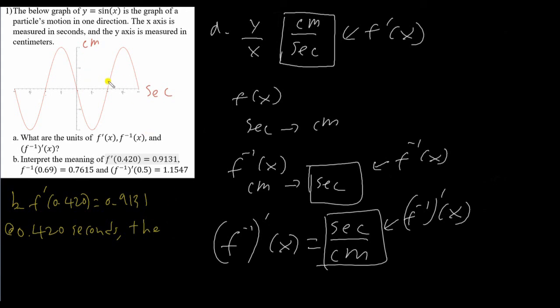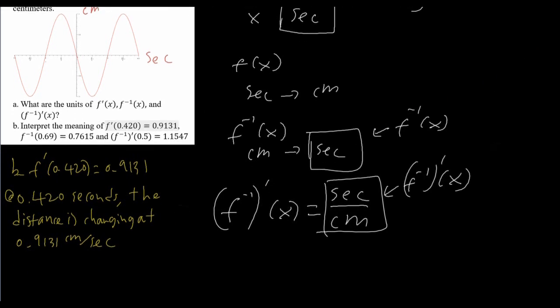the position is changing, right? Because this is the input, we're outputting centimeters per second, so we're finding how quickly the distance in centimeters is changing. So the distance is changing at 0.9131 centimeters per second. Okay.